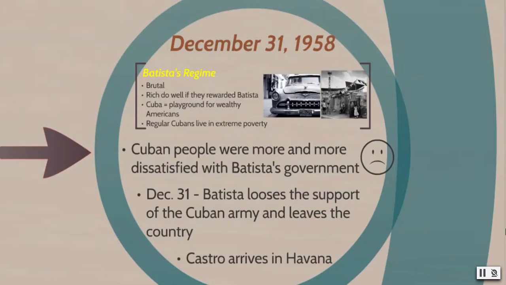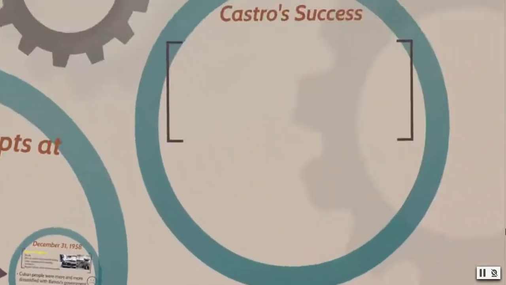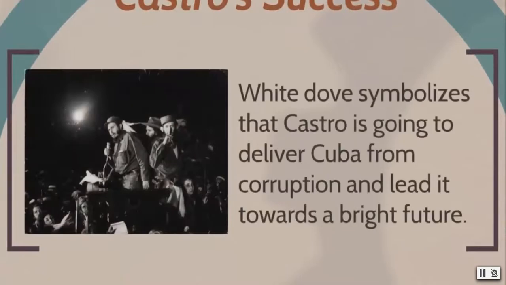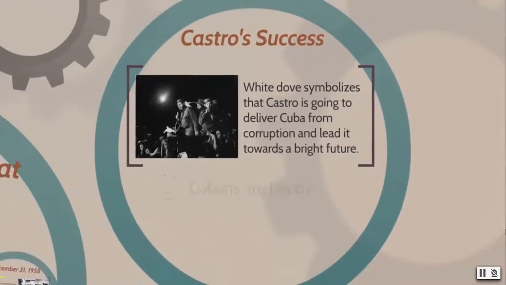People loved Castro, and one of his first speeches to the Cuban public was full of powerful symbolism. This is a photo from that first speech. In it you can see a white dove sitting on his shoulder and a white dove sitting near to where he was speaking. According to Cuban beliefs, the white dove symbolized that Castro was going to deliver Cuba from all of the bad things that had happened to it in its past, and lead it towards a very bright and strong future. So Cubans were extremely happy.